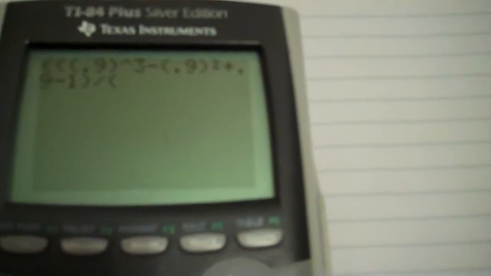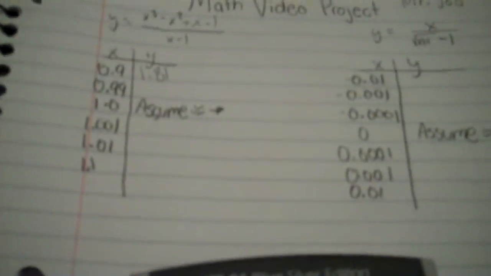I'm gonna put the parentheses on. I'm gonna put 0.9 minus 1. So I'll put that all together. I'm going to get 1.81, and I'm going to recheck my answer to make sure that's good, and it is. So we're going to show you how to do the second way. Hold your horses.